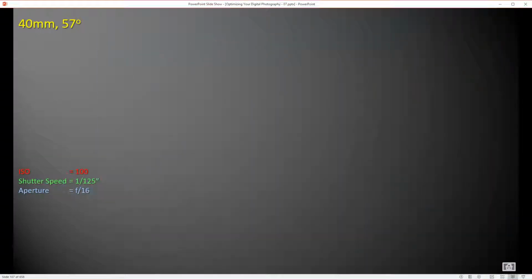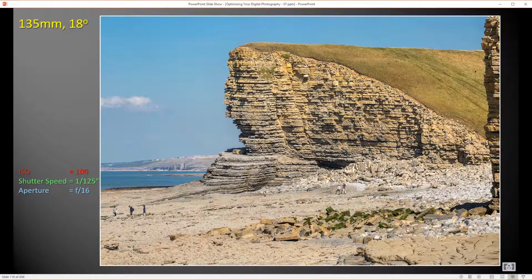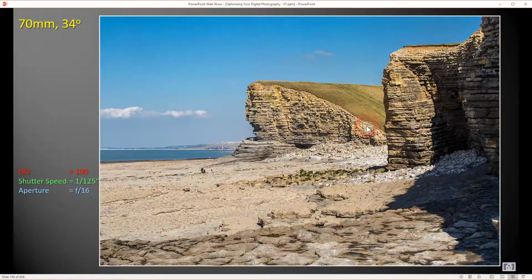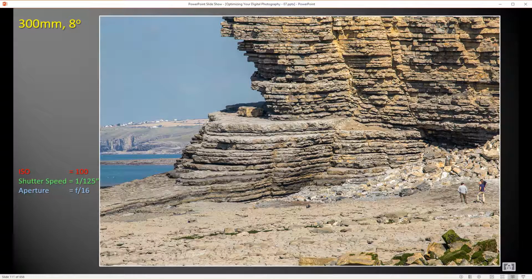24mm, 84 degrees. Okay, so increasing the focal length, you can see that we're actually magnifying into this ridge of rock here each time. But it's all from exactly the same spot, and each image is filling the sensor. Hence, increasing the focal length magnifies the image, decreasing the focal length demagnifies the image. Okay. So I've gone up to 300mm in this instance, and again, looking at the exposure, it's all still the same.